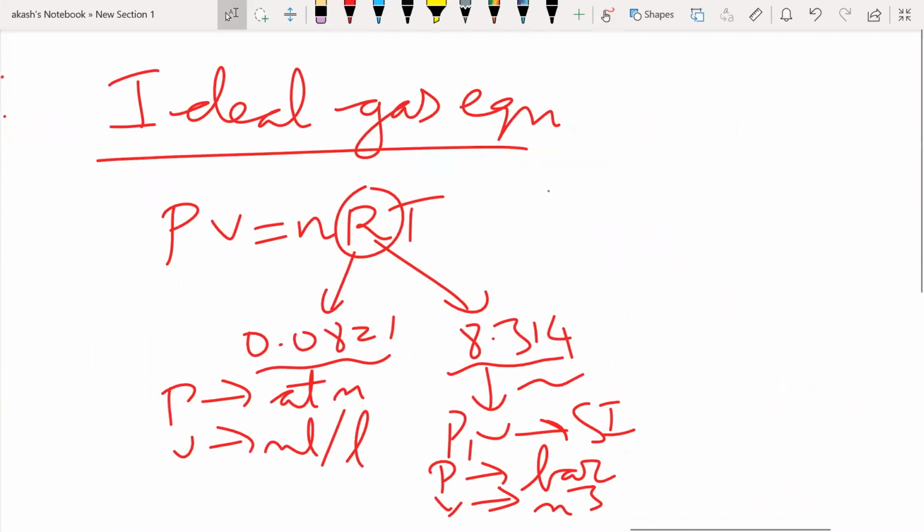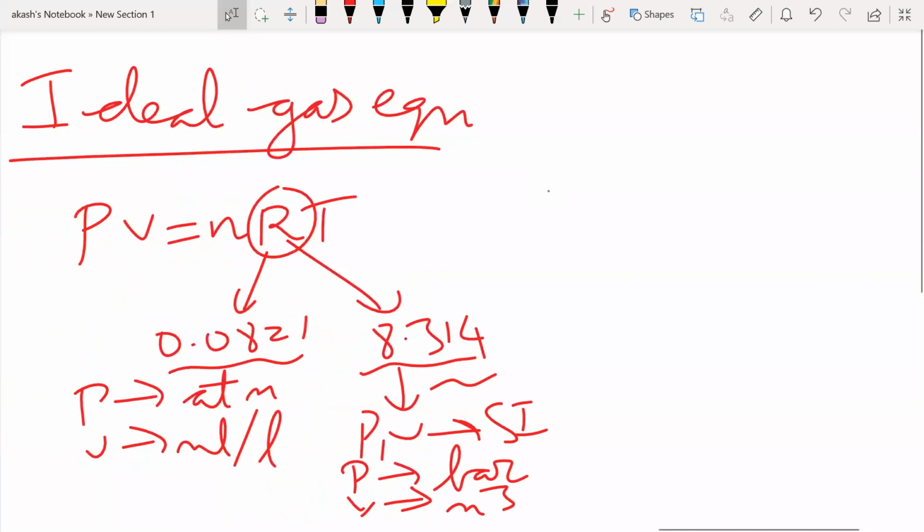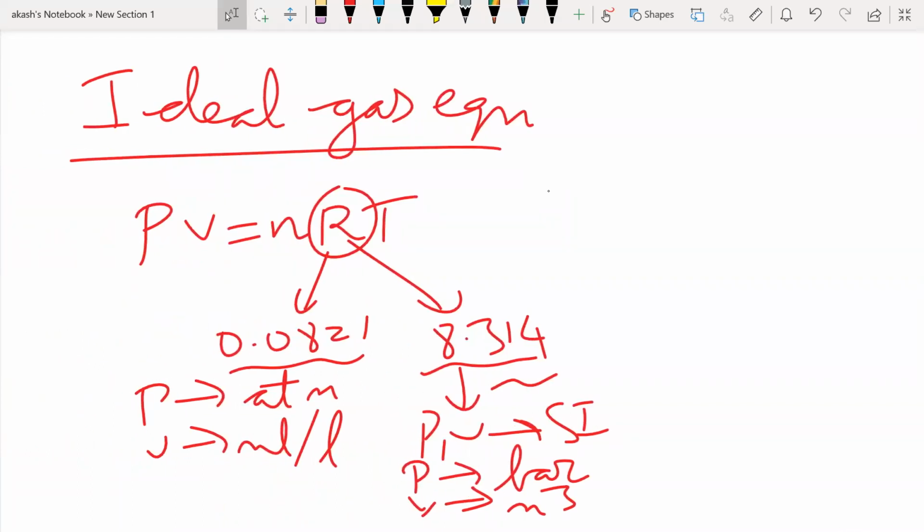Now moving on. Sir, volume in meter cube will give 8.314, sir. Yes, SI units. For volume the SI unit is meter cube, and pressure SI unit is bar. Sir, 1 meter cube is 1000 liters, sir. Yes, yes, yes. I can write that also.